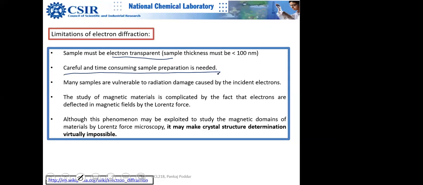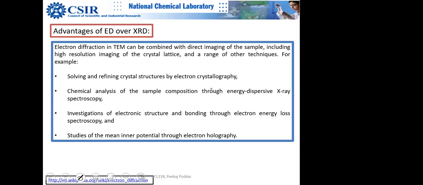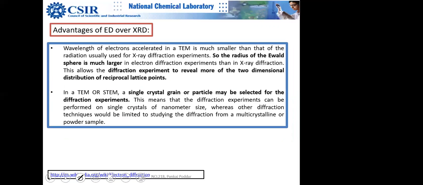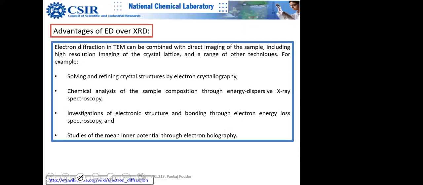Here you need quite a bit of sample preparation. You should know the concentration of the particles, otherwise you will not get what you are looking for. Samples are vulnerable to radiation damage because the beam energy is very high. I told you, magnetic materials will find life difficult because the magnetic field is very strong, and that is going to be a problem. There are many advantages also, but because of lack of time, I will not be able to go into them.